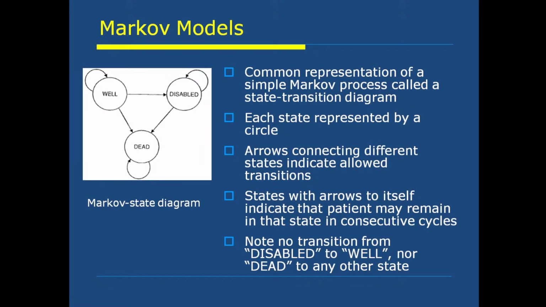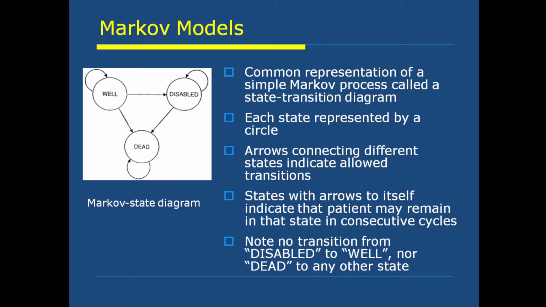On this slide, you see a Markov state diagram. There are 3 states for the patient: well state, disabled state, and dead state. This is a common representation of a simple Markov process called the state transition diagram. We have 3 different states, and we have lines as transitions from one state to another state.